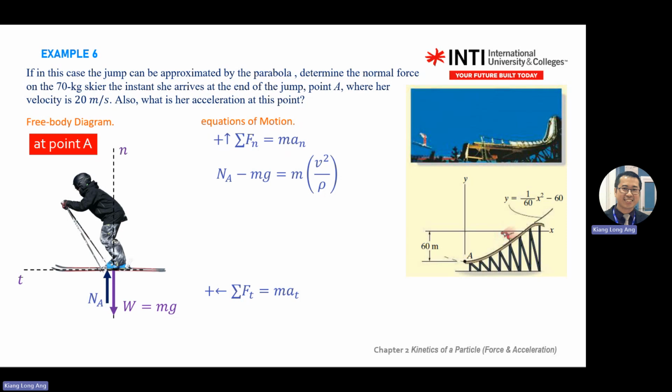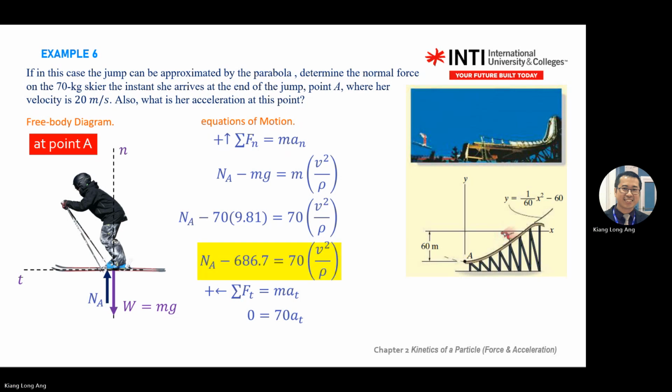There's an equation to find this rho. And there's a reason why we did integration and differentiation just now. So you substitute the value and you find the AT. There's no tangent direction force, so AT is 0. So you have two equations: your AT is 0, and AN equals V square over rho.